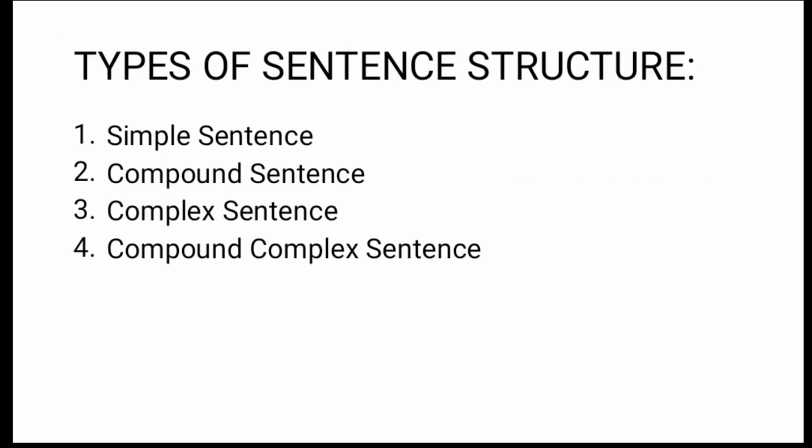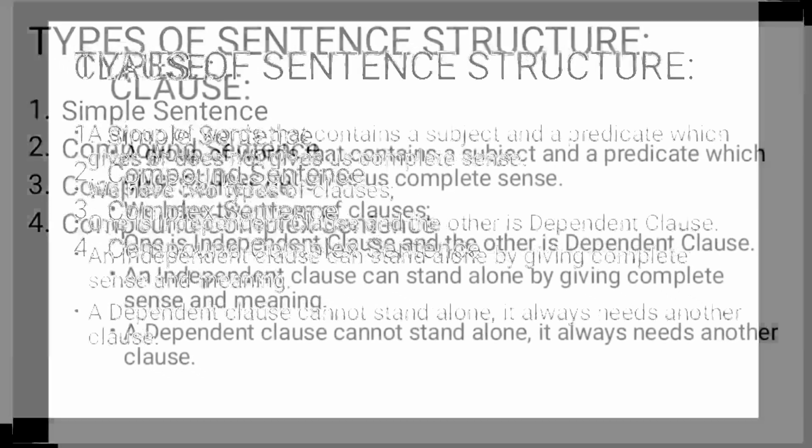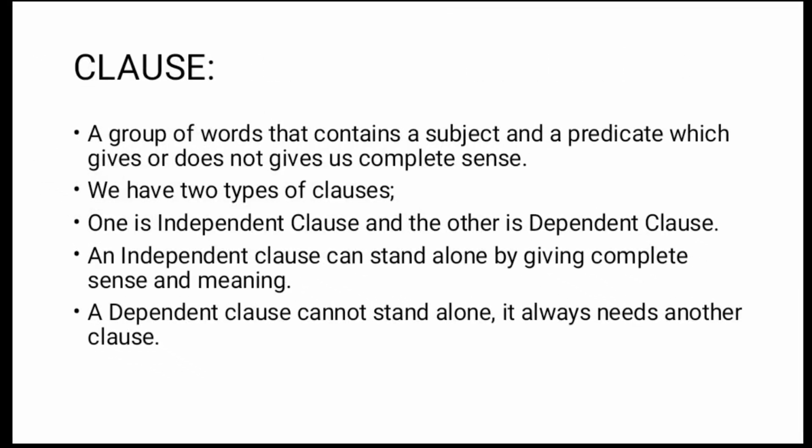There are basically four types of sentence structure. One is simple sentence, the other is compound sentence, the third one is complex sentence, and the fourth one is compound complex sentence.